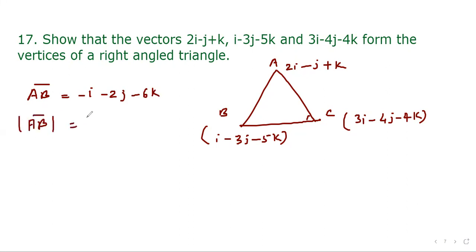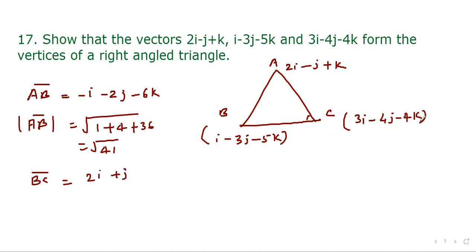Here we can find modulus AB. That will be equal to root of 1 plus 4 plus 36. This is root 41. Similarly, we find BC. So difference in C, and this will give 2i, then minus 4j plus 3j, that is minus j, and then minus 4k plus 5k, so this will be k. Now we find modulus BC. So that will be 4 plus 1 plus 1, that is root 6.